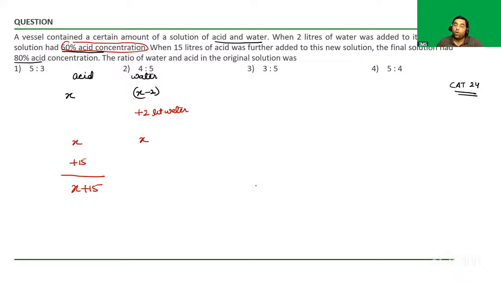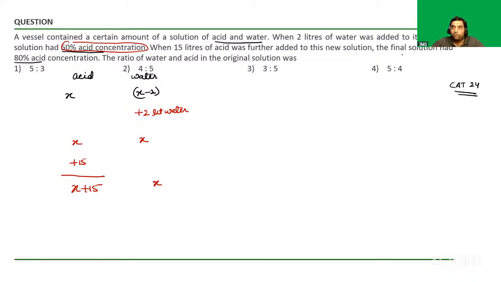While the water content will be X liter only. Can I say so? The first step was nothing but 2 liter of water was added. It becomes equal, that is 50%. And now 15 liter of acid is added. Therefore, the acid will become X plus 15, while the water will remain X liter only.